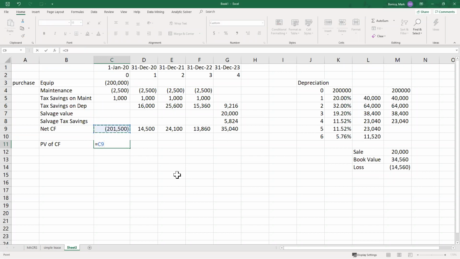So I have an outflow of 201, right? Plus, and I can use the NPV formula. And I told you that the discount rate is 6%. And then here are my cash flows. And so we have a present value of the cash flows of 126,980. So by purchasing this equipment, we have a total cost to us of 126,980.